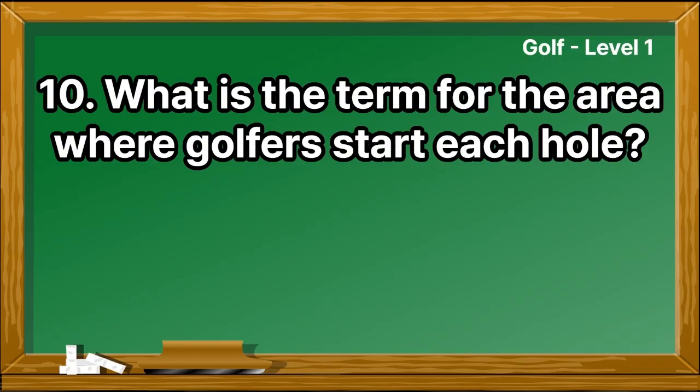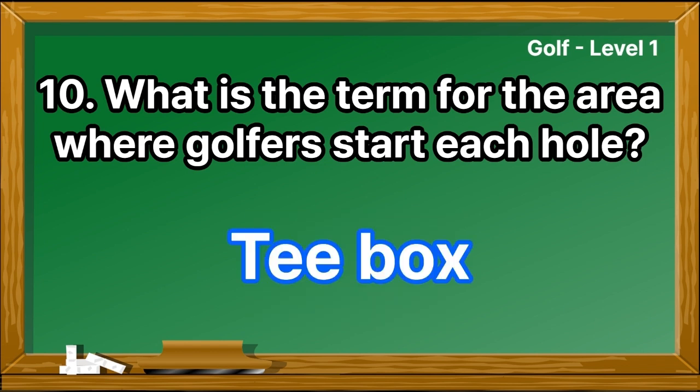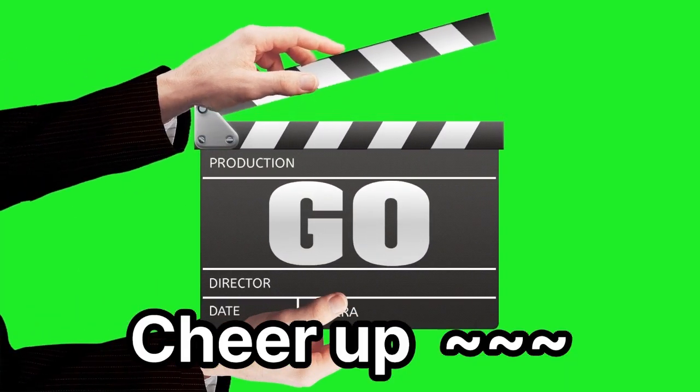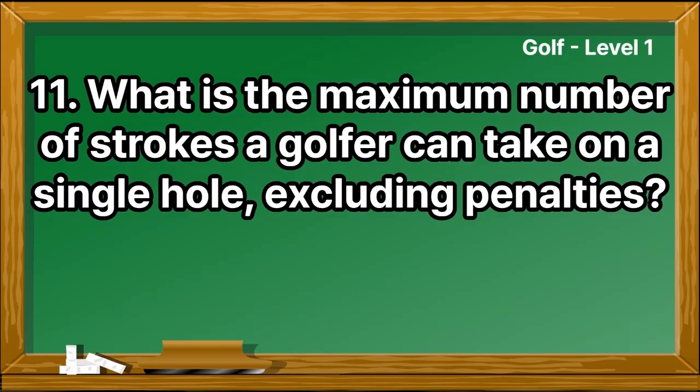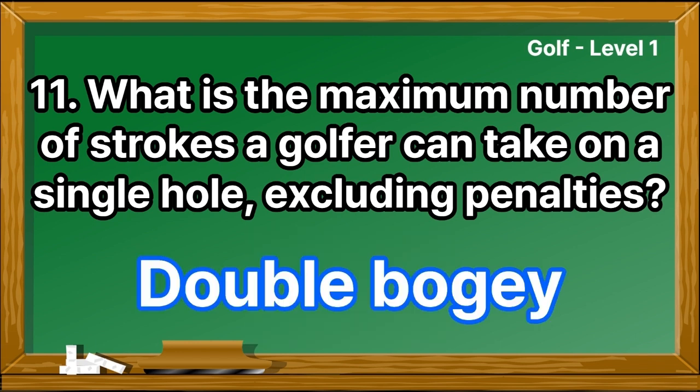What is the term for the area where golfers start each hole? Tee box. Cheer up. What is the maximum number of strokes a golfer can take on a single hole, excluding penalties? Double bogey.